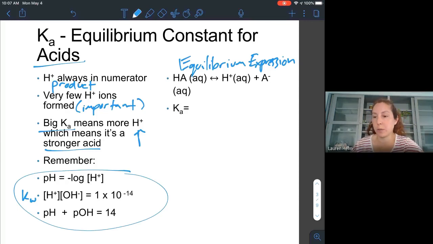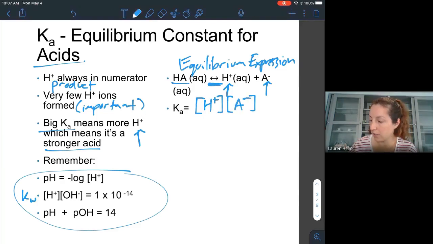So writing the equilibrium expression, if we have our generic formula for an acid, our acid, which we call HA, plus some anion, is in equilibrium with the hydrogen ion. This is what truly makes something an acid, the fact that it produces a hydrogen ion plus the anion. So we write our Ka expression as the concentration of the hydrogen times the concentration of the anion over the concentration of HA, our acid. So that's our expression.